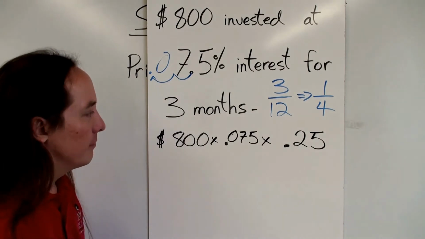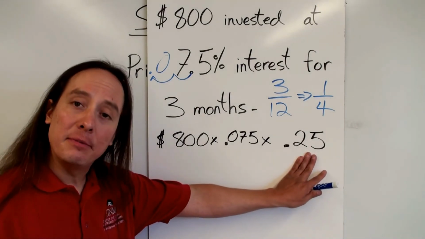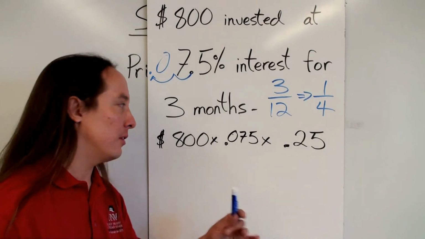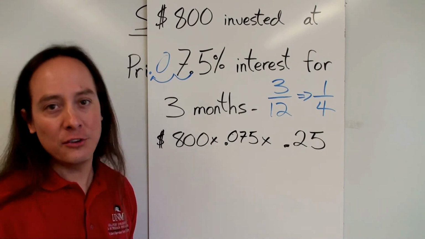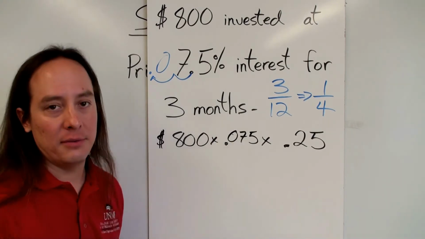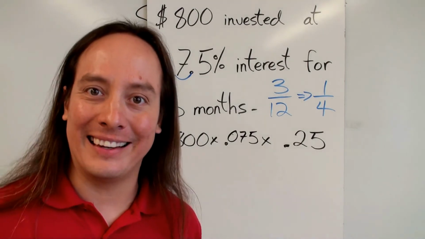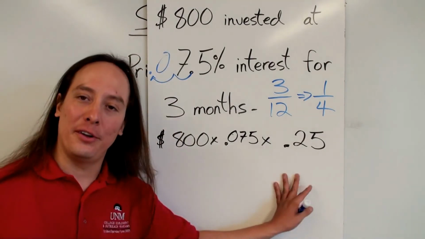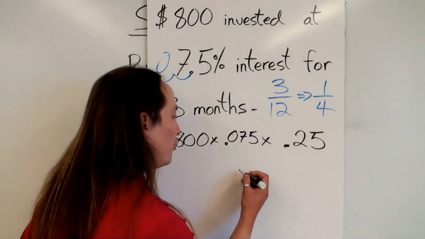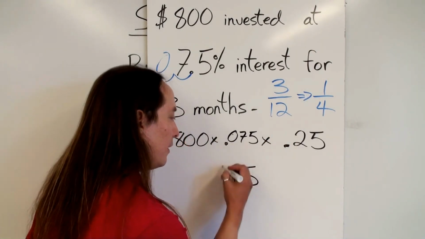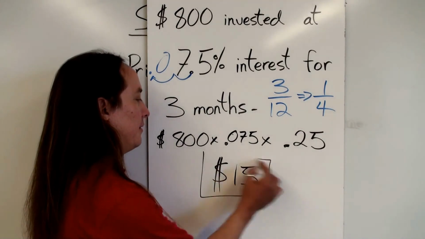And, well, I kind of know something about this too. 800 times 0.25 is basically saying what's a quarter of 800? What would that be? 800 divided by 4 is 200. But again, that comes with practice, okay? So keep practicing, I guess, right? But anyway, I did this one earlier, so if you multiply 800 times 0.075 times 0.25, you should get 15, okay? And that would be our final answer.